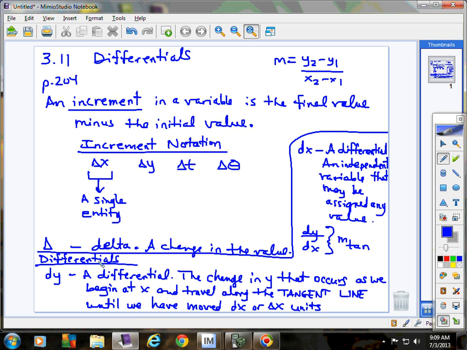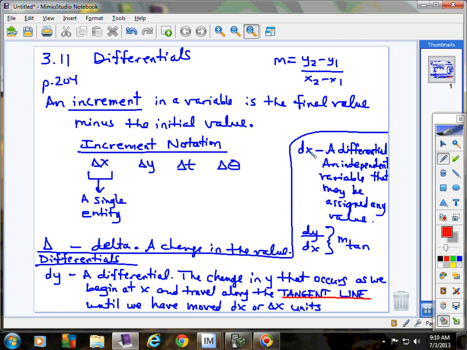Now, differentials sounds kind of like the word derivative that we've studied throughout Chapter 3. And they're similar, but they're different. dy by itself, not dy over dx, just dy, is a differential. And it means the change in y that occurs as we begin at x and travel along the tangent line until we have moved dx or delta x units.